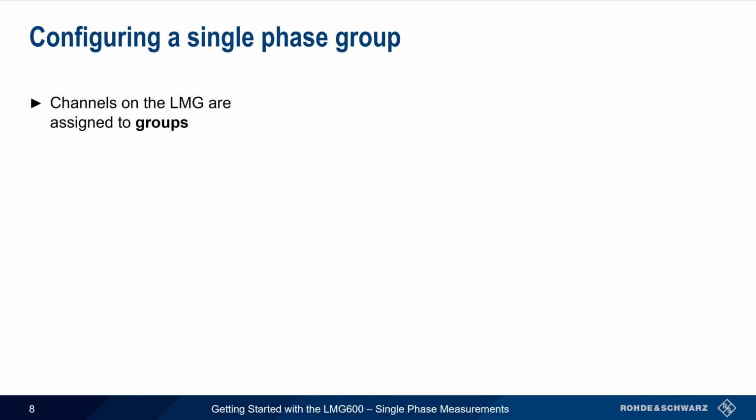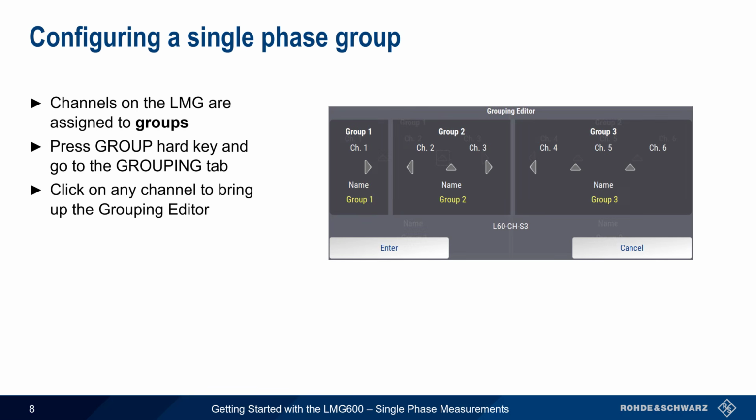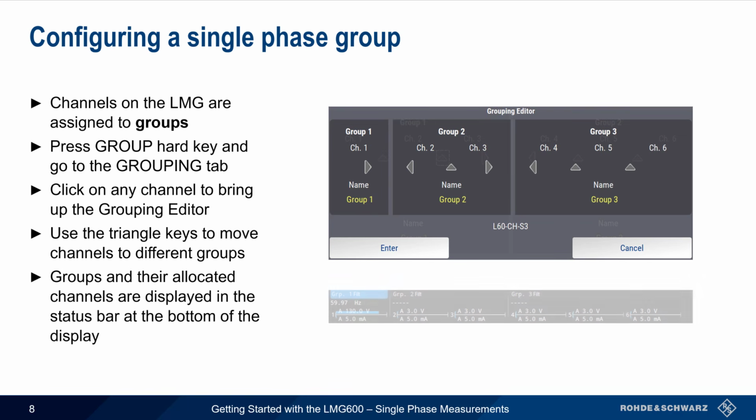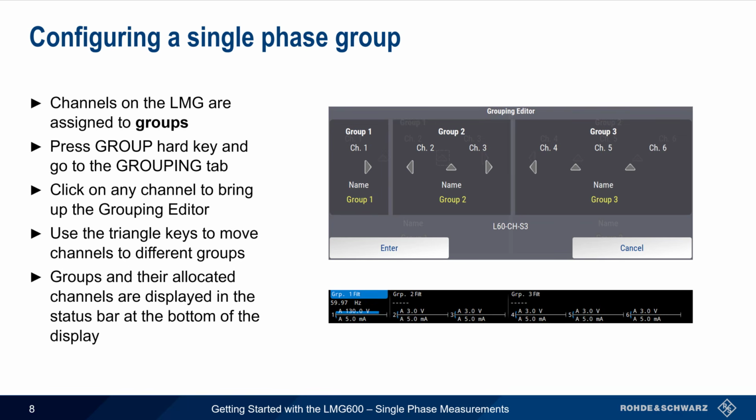Channels on the LMG are assigned to groups, and for our single-phase measurements, we'll configure Group 1 to contain only Channel 1. We do this by pressing the Group hard key on the front panel, clicking on the Grouping tab, and then clicking on any channel to bring up the Grouping Editor GUI, displayed here. The small triangle icons can then be used to move channels into different groups. In this example, we've configured Group 1 to only contain Channel 1. Note that the groups and their allocated channels are displayed as part of the status bar at the bottom of the display.